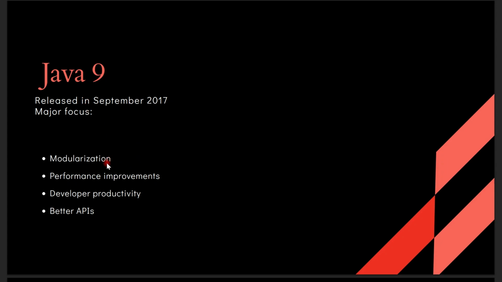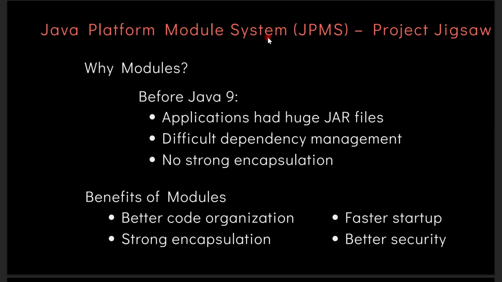So in Java 9, the new feature is modularization, and they also made some performance improvements, developer productivity improvements and better APIs. Let's see each one by one in each slide. So first one, JPMS, Java Platform Module System. It is also called Project Jigsaw.